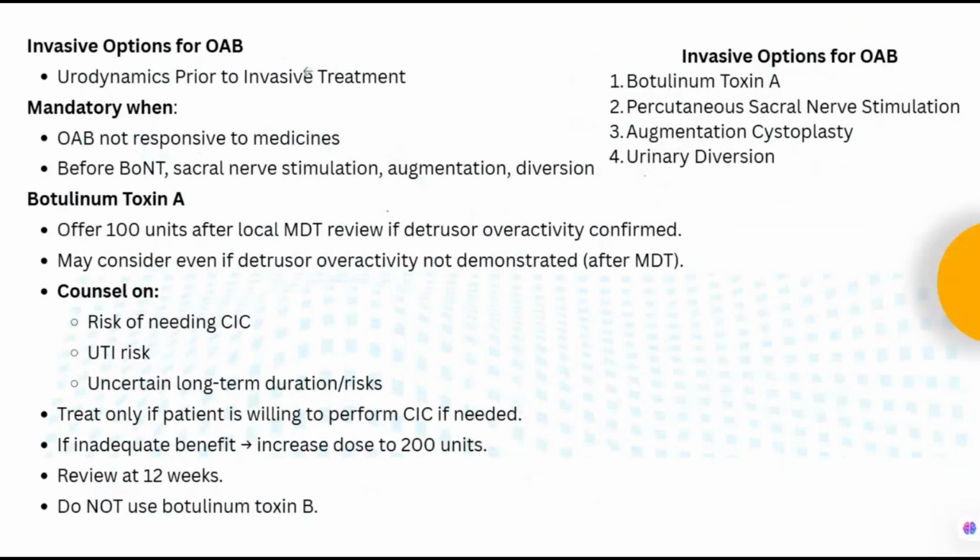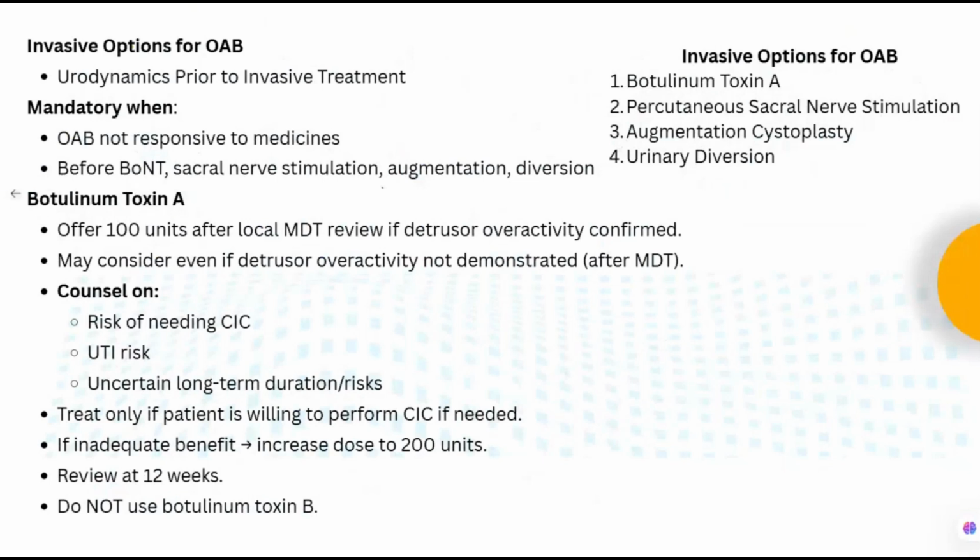So bladder training, then medicines, then botulinum toxin, then percutaneous sacral nerve stimulation. If both of these are declined, then you may think of posterior tibial nerve stimulation. Okay. Then augmentation cystoplasty and urinary diversion.